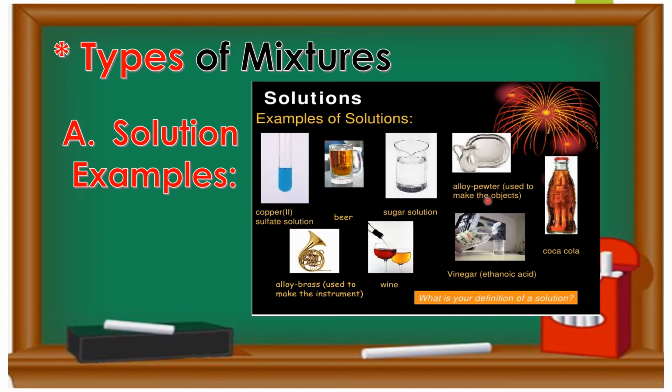Some examples of solution are your copper sulfate solution, your beer, sugar solution, your alloy powder, your Coca-Cola, vinegar, wine, or your brass. Your brass is used to make the instruments that you play. These are some examples of solution. So remember, solution is a homogeneous mixture.